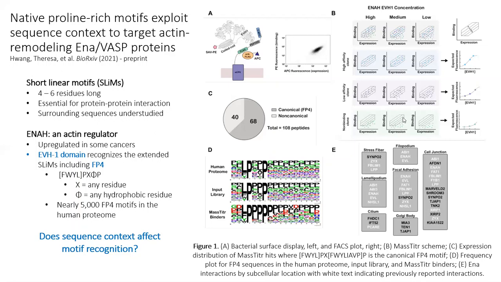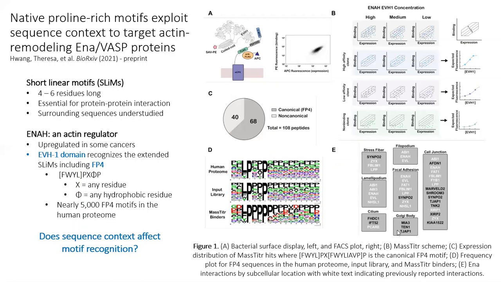So once they collected all of those binders, they analyzed how many of them, out of the 108 unique binders that they collected, were canonical FP4 sequences, which, if you're curious, is shown down here. They also provided frequency plots for sequences that were either in the human proteome, in their input library, or that were MassTitr hits. And from all of this, it's very impressive.